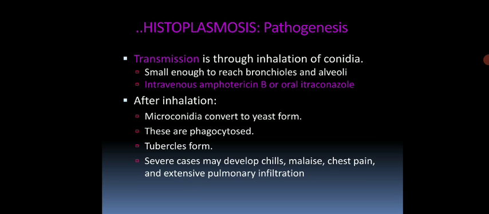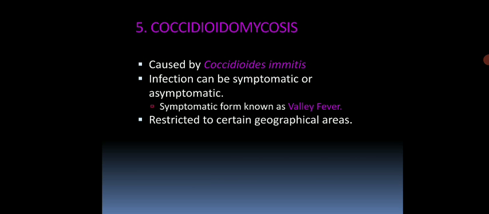In case of transmission, it is transmitted through inhalation of conidia small enough to reach bronchioles as well as alveoli, and intravenous amphotericin B or oral itraconazole can be used. After inhalation, microconidia convert to yeast form, and these are phagocytosed. Severe cases may develop chills as well as malaise, chest pain, and extensive pulmonary infiltration.